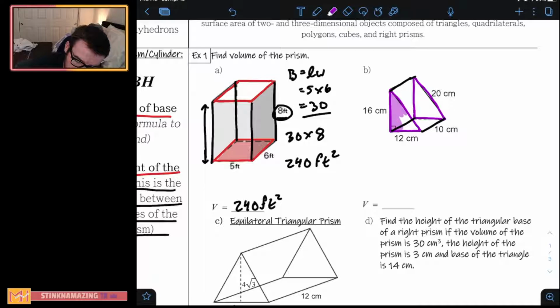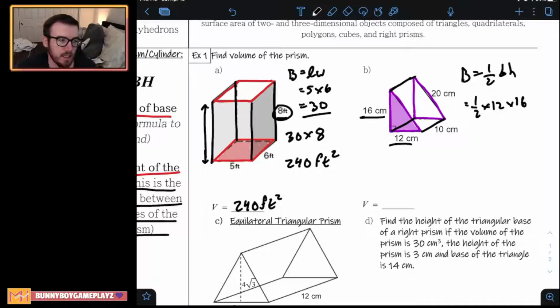So what is the area of the base? Meaning, what is the area of this triangle? Well, 1/2 base times height. Don't confuse base and height here. I'm talking specifically about the triangle. So we have 1/2 times 12 times 16, because that's the dimensions of the triangle. Half of 12 is 6, and 6 times 16 is 96. So the area of the triangle is 96.